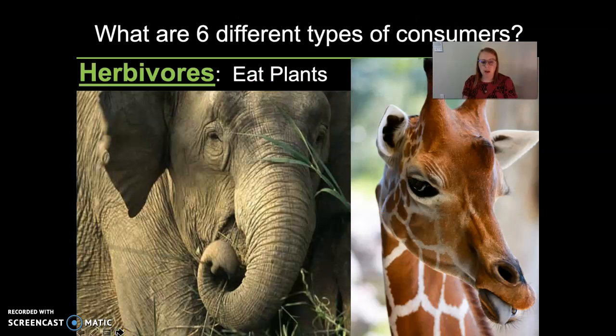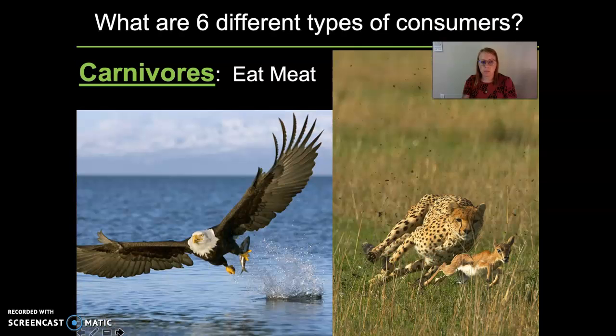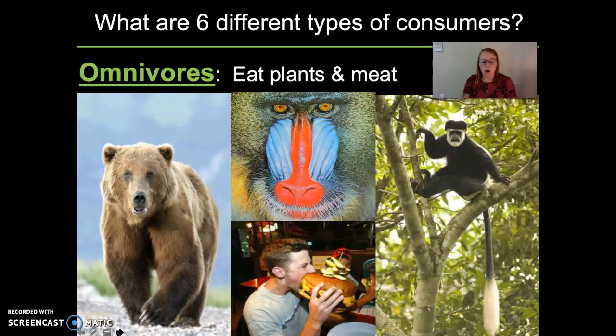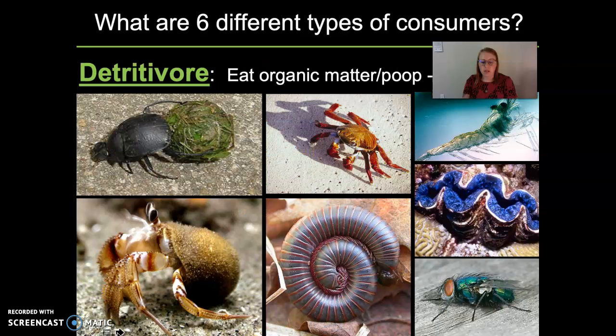There are 6 different types of consumers. Herbivores eat only plants. Carnivores eat only meat. Omnivores eat both plants and meat. Detritivores eat organic matter, or another word for that is detritus.